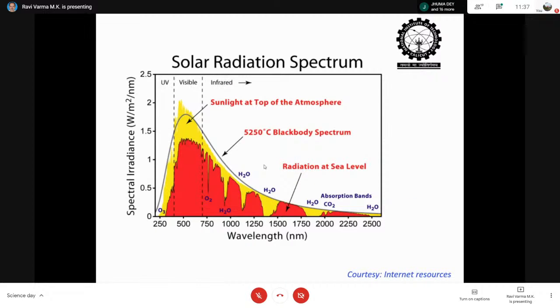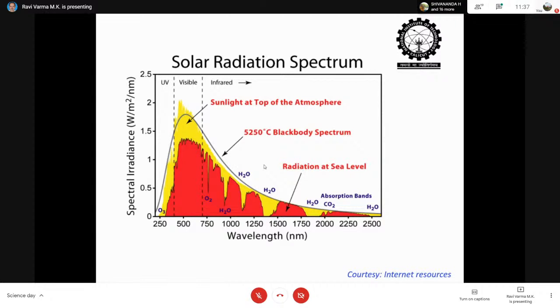So coming to the second part of the talk, I would like to quickly say that every black body radiates light, and that's where we get the light. And the sun is a black body. It has a temperature of less than 6,000 degrees, maybe 5,500 degrees Celsius.